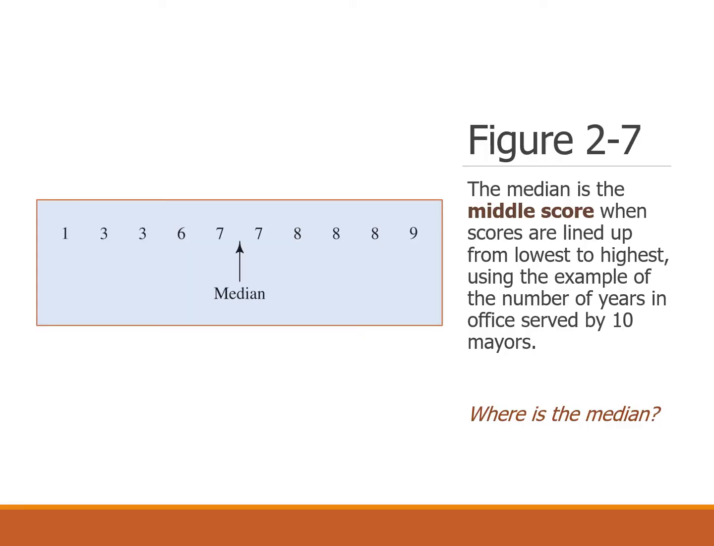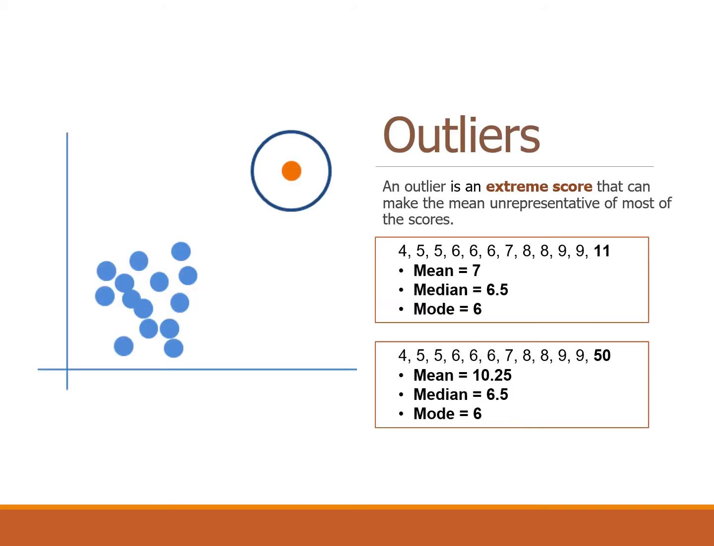Now in this set of numbers, the median is right here in between, and it would be 1, 2, 3, 4, 5, 6, 7, 8, 9, 10. And how about that? The median goes right here between a 7 and a 7, and it would be a 7.